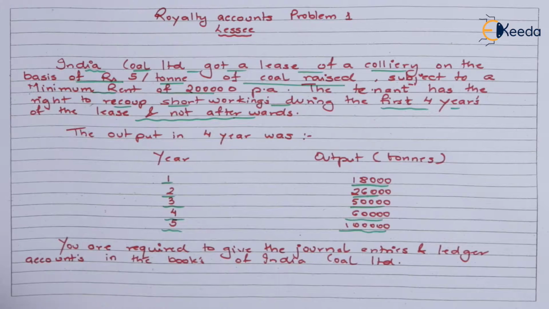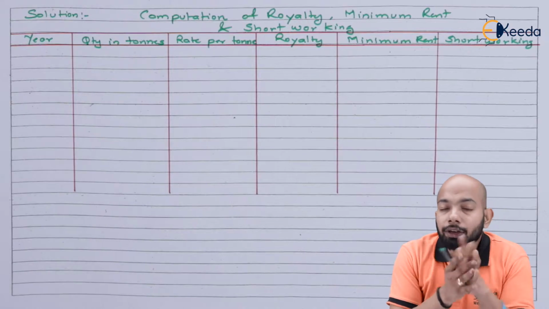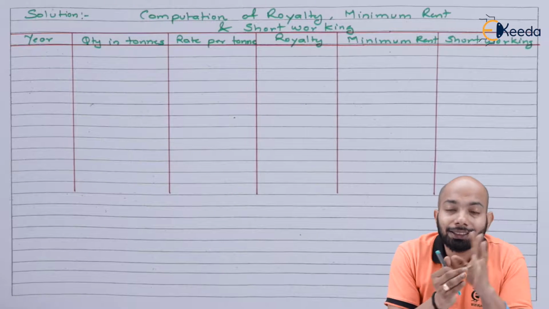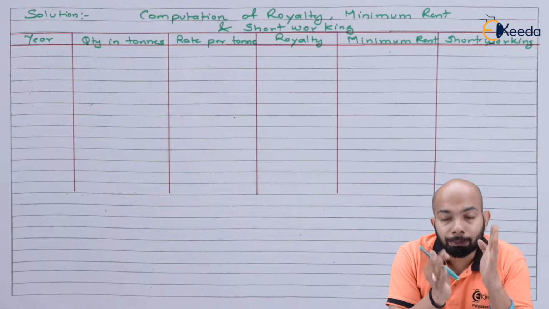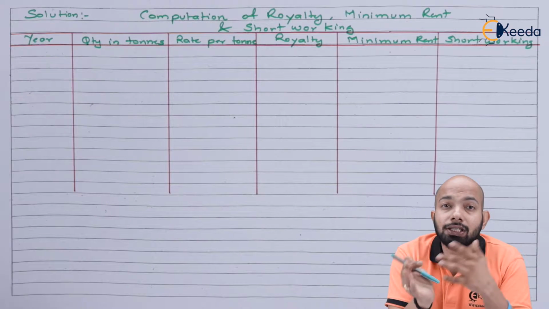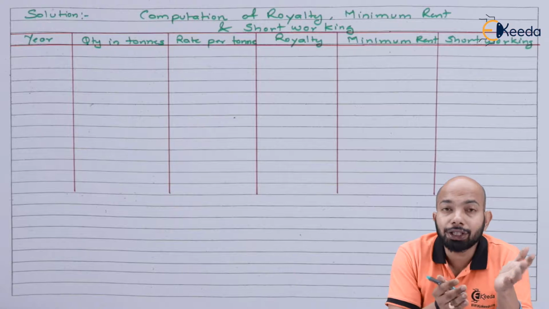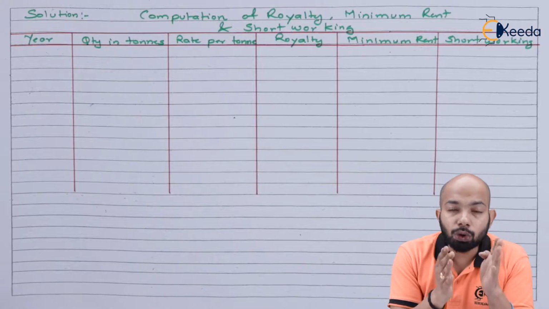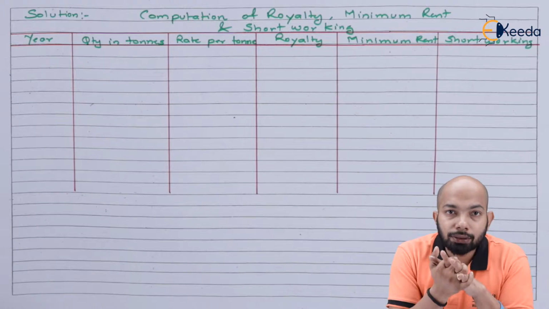Now, we are required to prepare the journal entries and all the ledger accounts in the books of the lessee, that means India Coal Limited. So let's figure out how the working will go ahead. We have prepared the format. The first thing that we are doing is the computation of royalty, minimum rent and short working. These are the three things that we first need to find out, and on the basis of that we'll be able to figure out how much is the short working and how much is the recoupment that needs to be done. So let's figure out this working first.